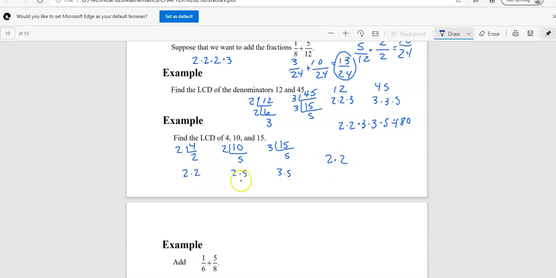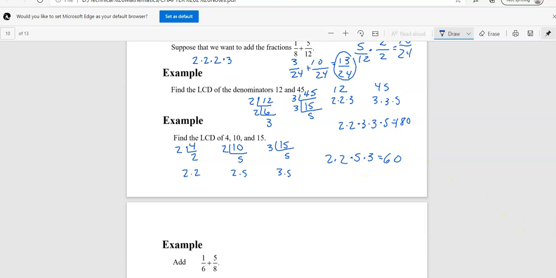Okay, what's the next number I see is 5. Looks like the most amount of 5s I have is 1 in any of the 3 lists. The most amount of 3s I also have is 1. 2 times 2 times 5 times 3. So 60. Okay, that's the least common denominator. That's the smallest number that 4 and 10 and 15 will all go into.